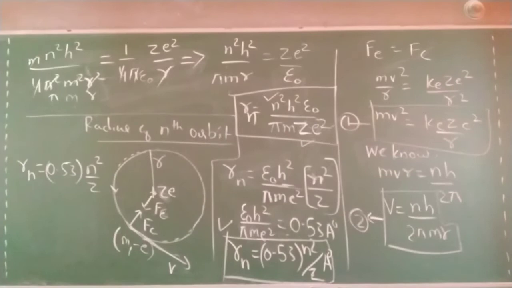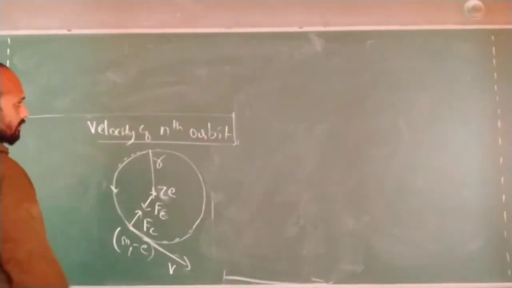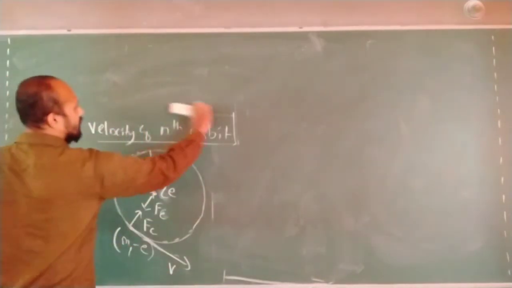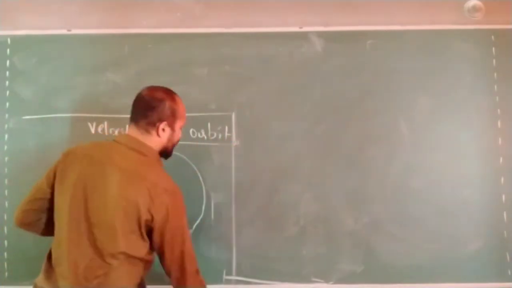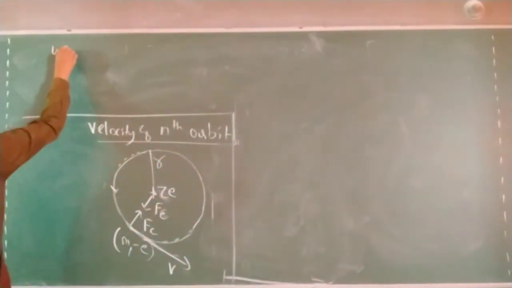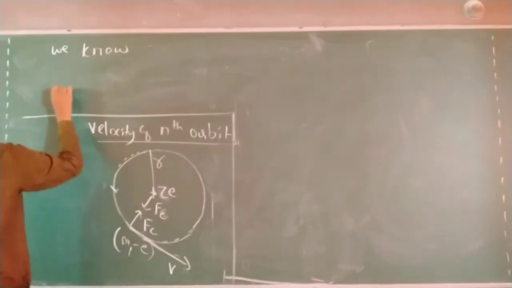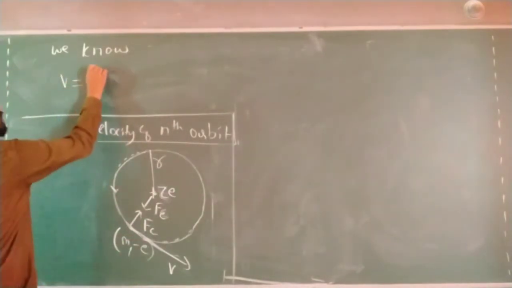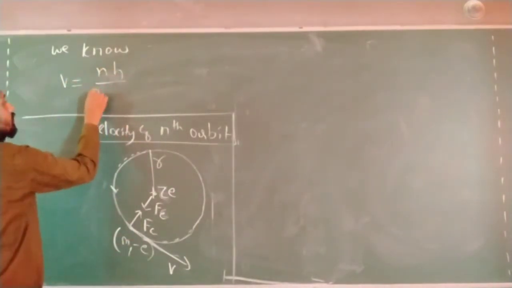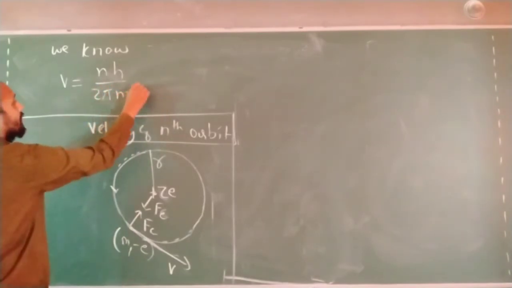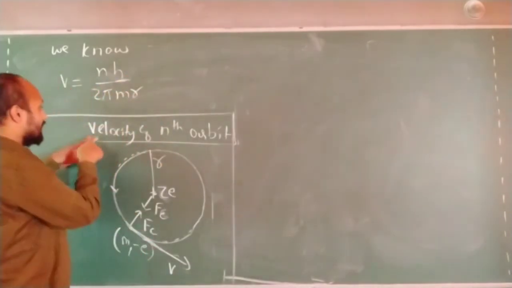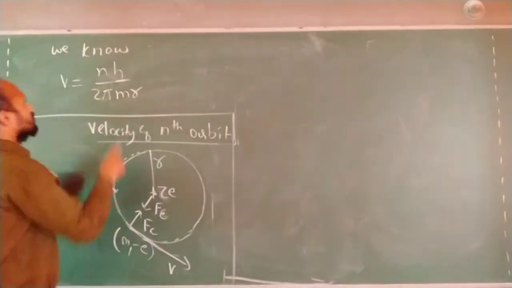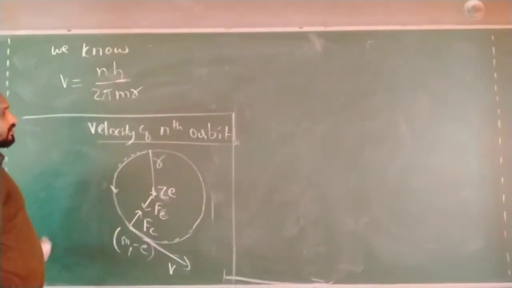Next, velocity of the nth orbit. Velocity of the nth orbit, with the same diagram. I will start from here. We know mvr is equal to nh by 2 pi. So v is equal to nh by 2 pi into m into r. See, my target is to bring the relation between velocity and the nth orbit, velocity and n. So this is one equation: v is equal to nh by 2 pi m r.